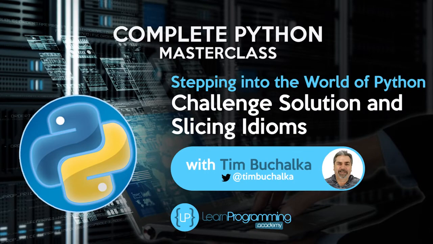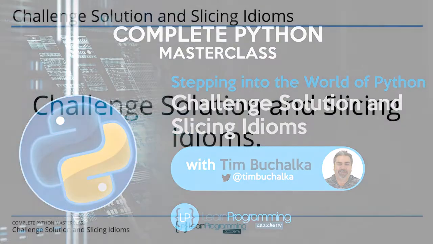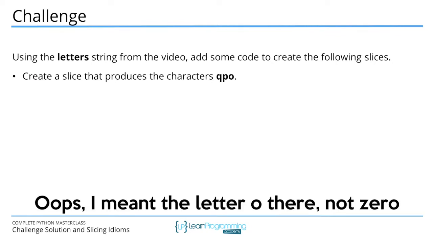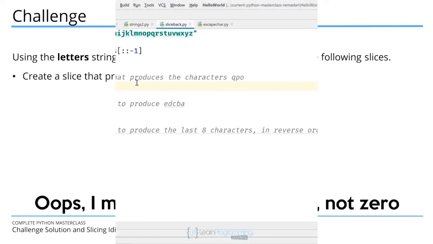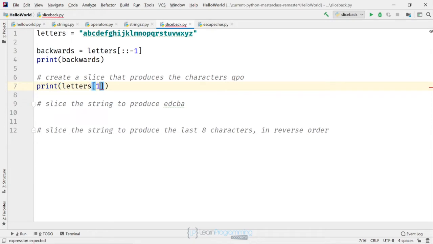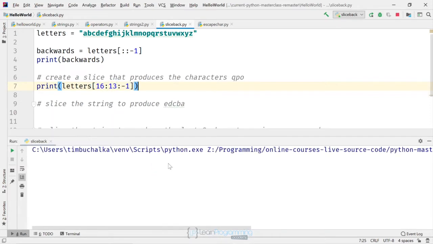Alright, so how did you get on with the challenge from the last video? The first part of the challenge was to slice the string to produce the letters Q, P and O. So let's have a go at doing that. I'm going to type on line 7 print, parentheses, letters, square brackets, 16, colon, 13, colon, minus 1. So we're starting at position 16, extending backwards up to but not including the character at position 13. So let's run that. And there's the letters Q, P and O.